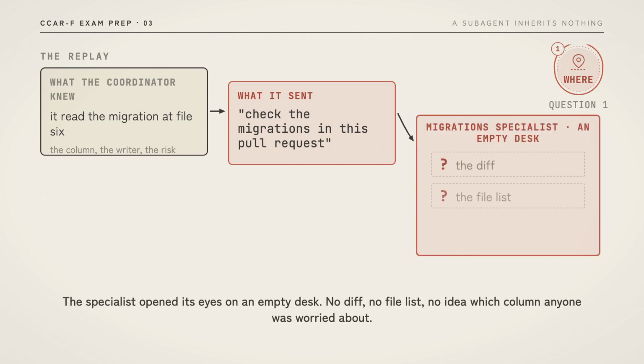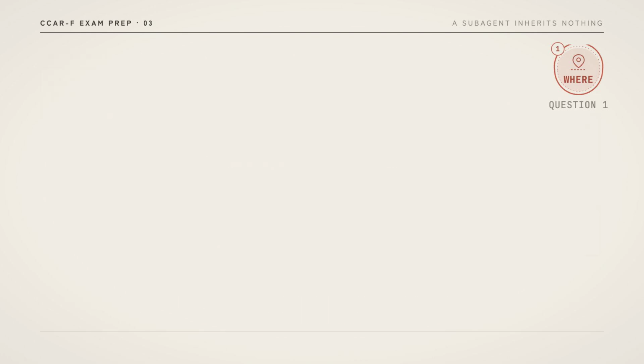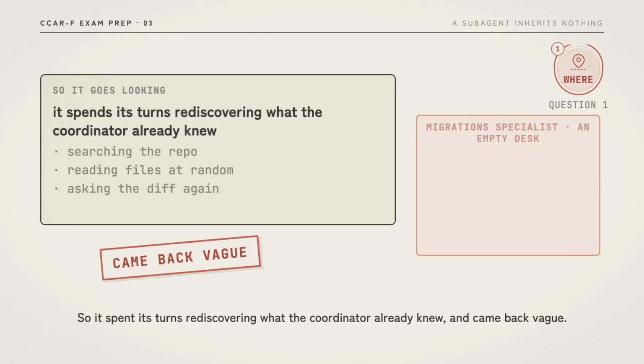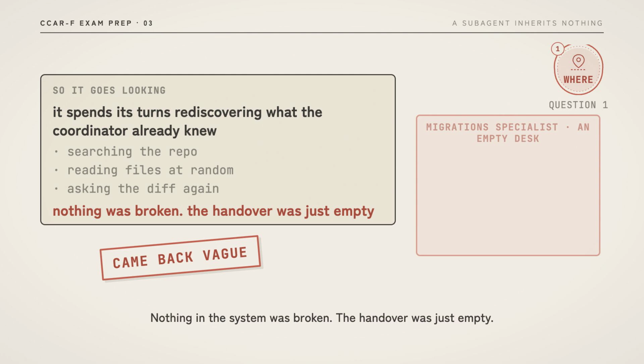No diff, no file list, no idea which column anyone was worried about. So it spent its turns rediscovering what the coordinator already knew and came back vague. Nothing in the system was broken. The handover was just empty.